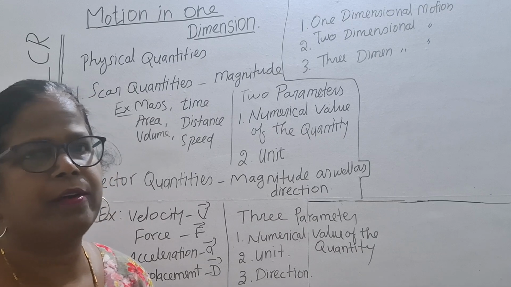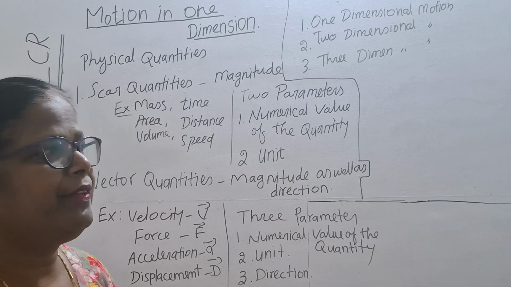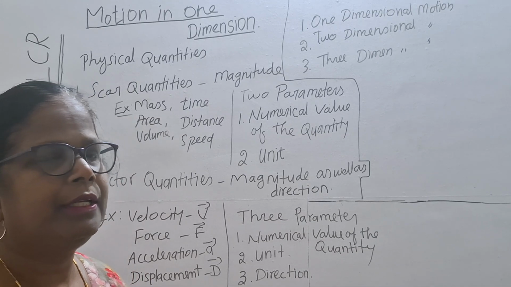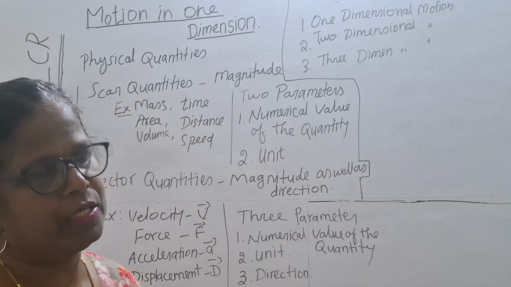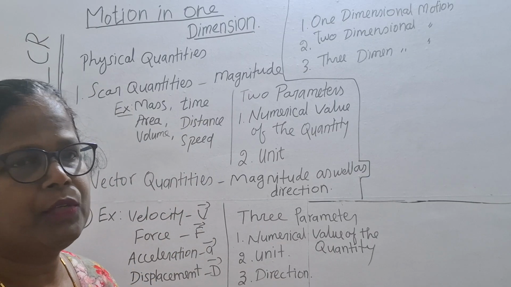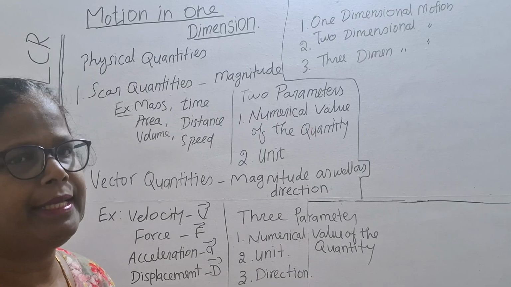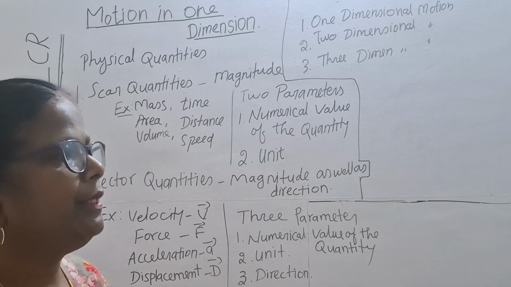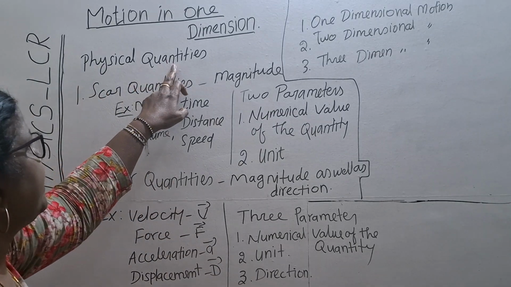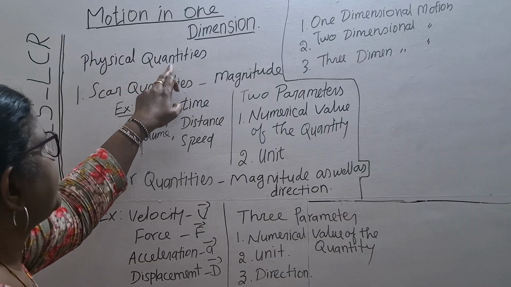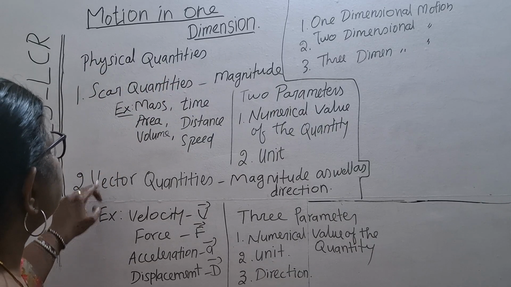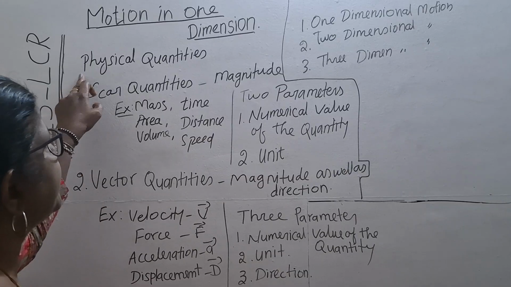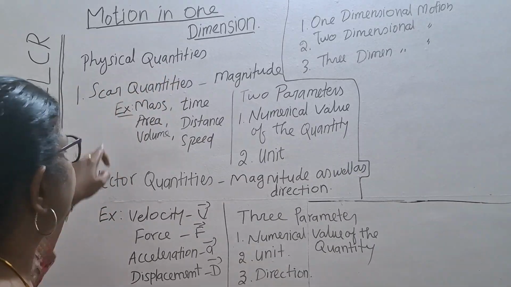What are physical quantities? The quantity which can be measured is known as a physical quantity. Physical quantities are classified into two types.